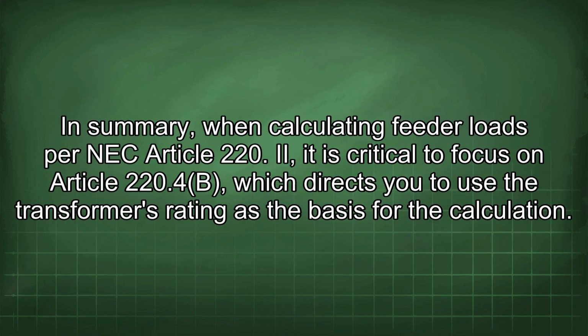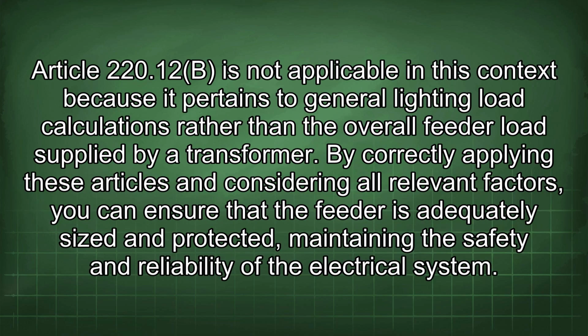In summary, when calculating feeder loads per NEC Article 220, it is critical to focus on Article 220.4b, which directs you to use the transformer's rating as the basis for the calculation. Article 220.12b is not applicable in this context because it pertains to general lighting load calculations rather than the overall feeder load supplied by a transformer.